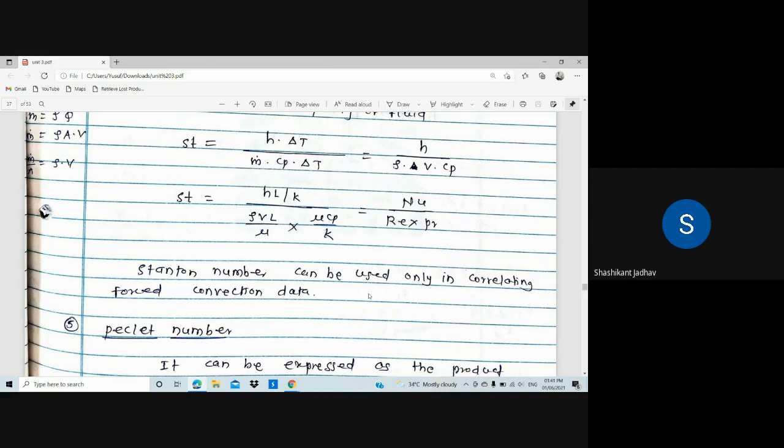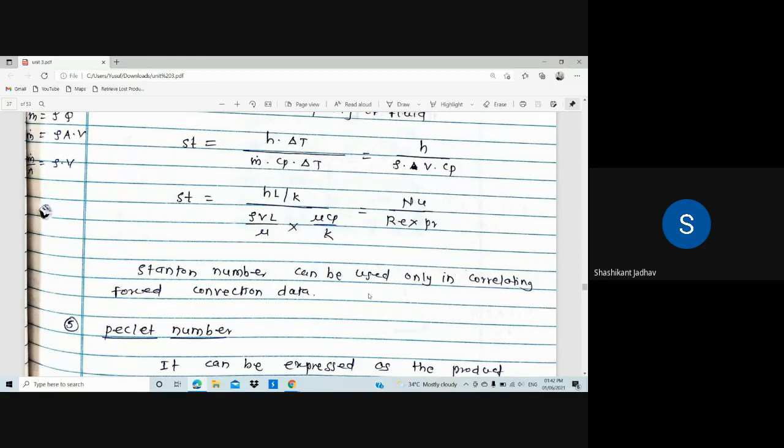Okay. Then Stanton number is equal to... आपण काय केलेलं आहे बघा, नेक्स्ट इक्वेशन मध्ये एल न मल्टिप्लाय आणि डिवाइड केलेलं आहे, त्याच्यानंतर म्यू न मल्टिप्लाय आणि डिवाइड केलेलं आहे, अँड के न मल्टिप्लाय आणि डिवाइड केलेलं आहे. So from that we have written the equation in the form of Stanton number is equal to HL by K divided by rho VL by mu into mu Cp by K.